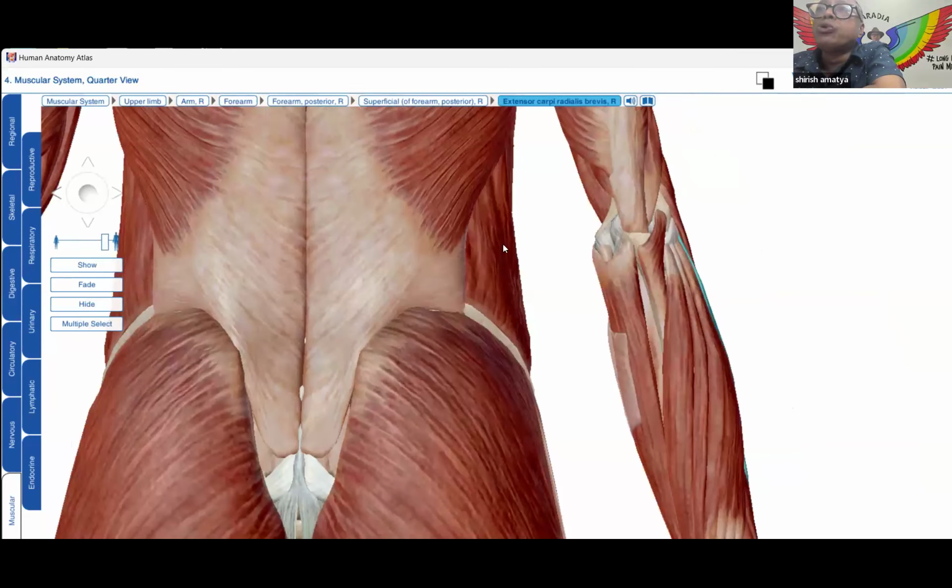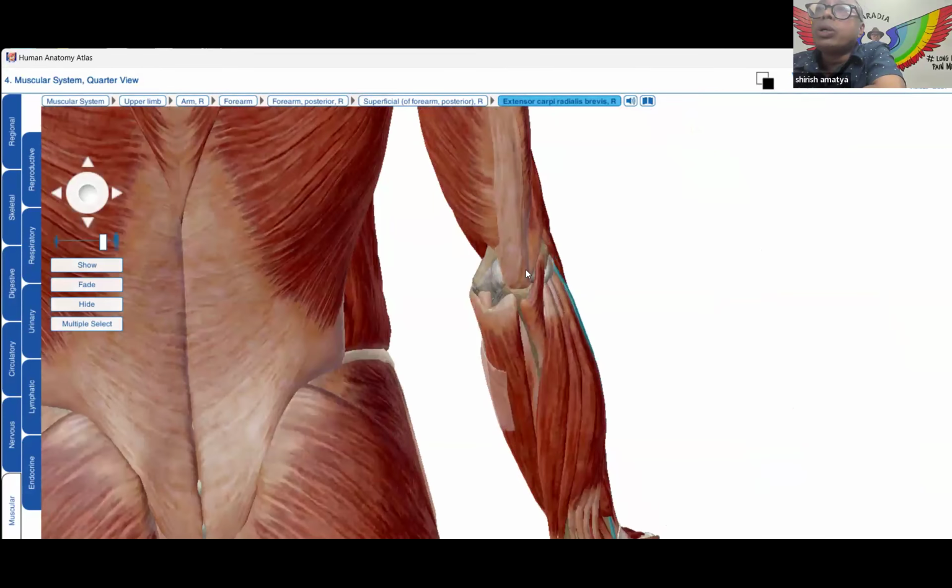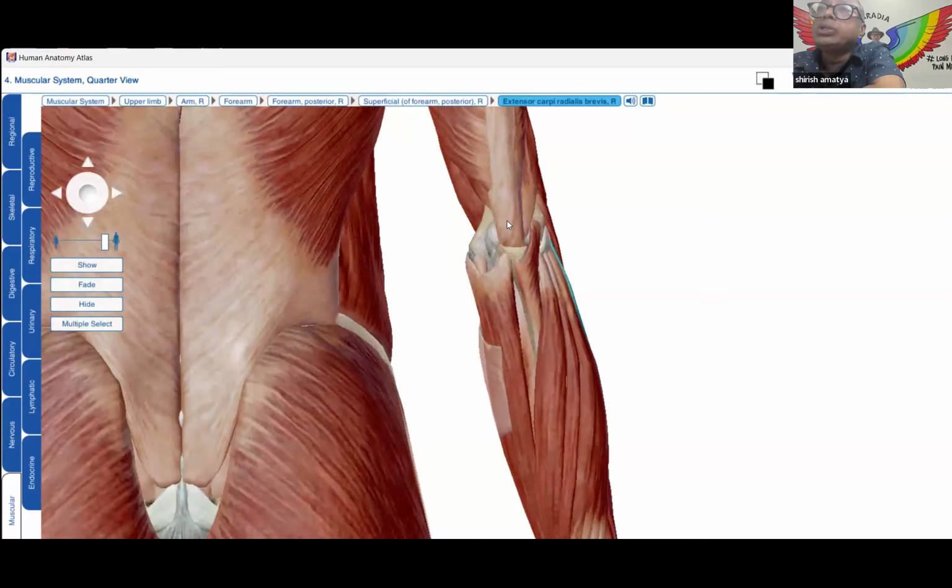So if you see the posterior part of the elbow joint, there is one big muscle that we'll be seeing. This one is the triceps muscle. As the name suggests, it has three heads. That's why it is called triceps.